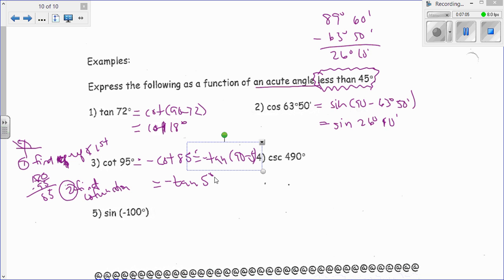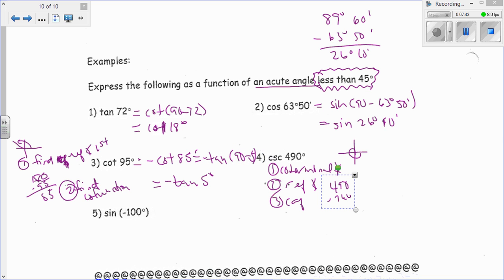So the cosecant of 490 degrees. Well, for this one, we have to find my coterminal angle, then find the reference angle, then the cofunction. So my coterminal angle: 490, all the way around once is 360. So 490 minus 360 gives me 130. 130 puts me in quadrant 2. So to find my reference angle, I do 180 minus 130, which gives me 50.